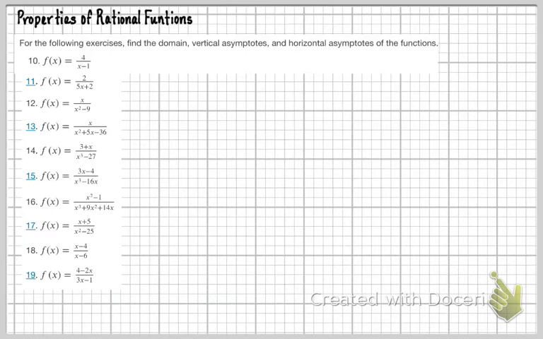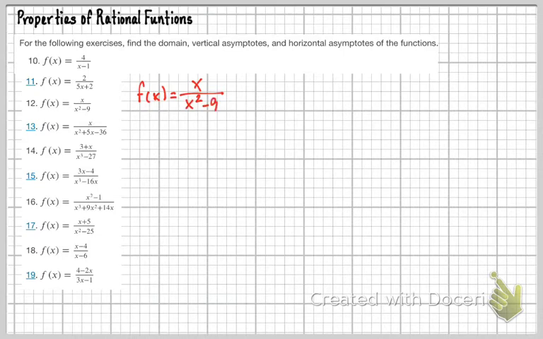So now let's take a look at one of these here. Let's see, which one shall we do? We can do number 12. We'll try number 12. That's this one here. So I'm just going to rewrite it off to the right here. So that's going to be f of x equals x over x squared minus 9.